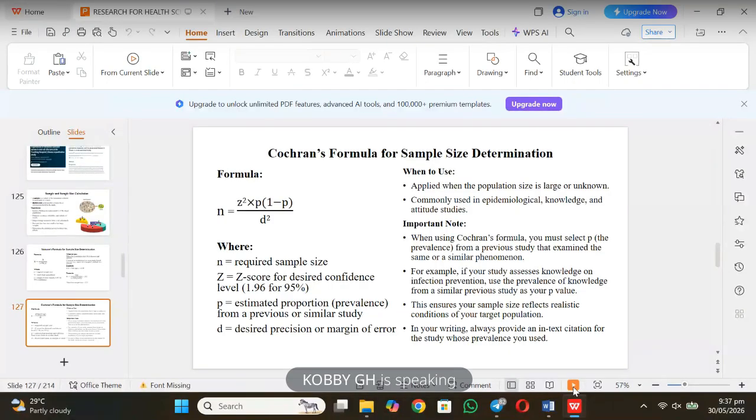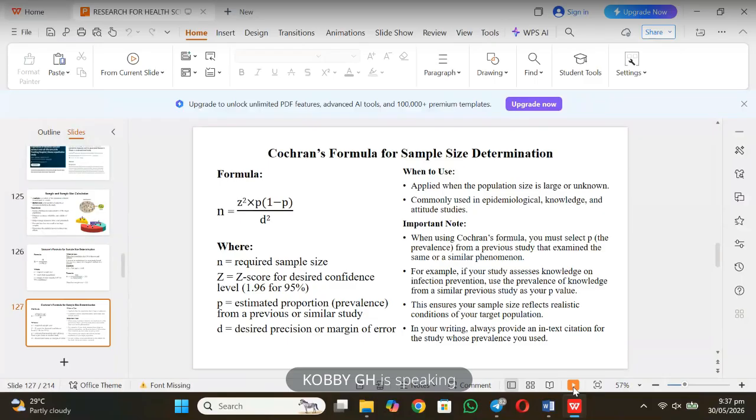So with the Yamani formula, when the population size is known and definite, you know the population size, use the Yamani formula. But that is not the only thing. You have to check the 2 conditions, and the 2 conditions go together. 1, the population size is known, and 2, the population size is known but not too big. If you know the population size and it's too big, don't use Yamani, use Cochran.